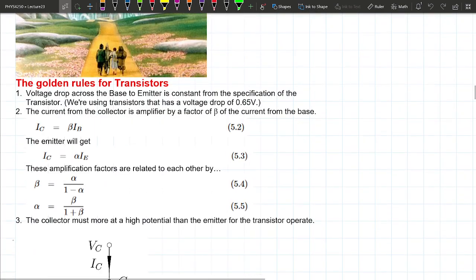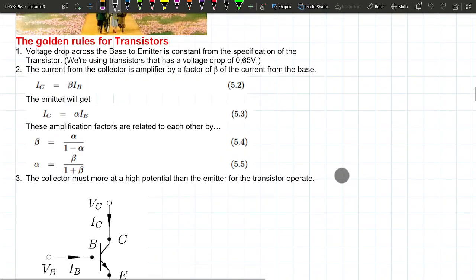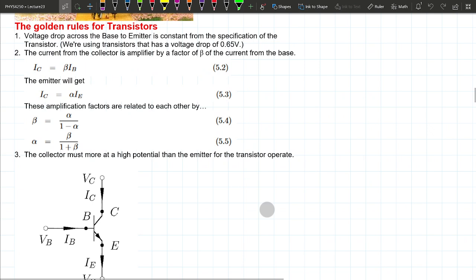So rule number one: a transistor is a diode, to begin with. Well, it's two diodes sandwiched together. So that means there's going to be a voltage drop whenever you go across a transistor. So I'm going to draw the little transistor. Let's have this picture down here.